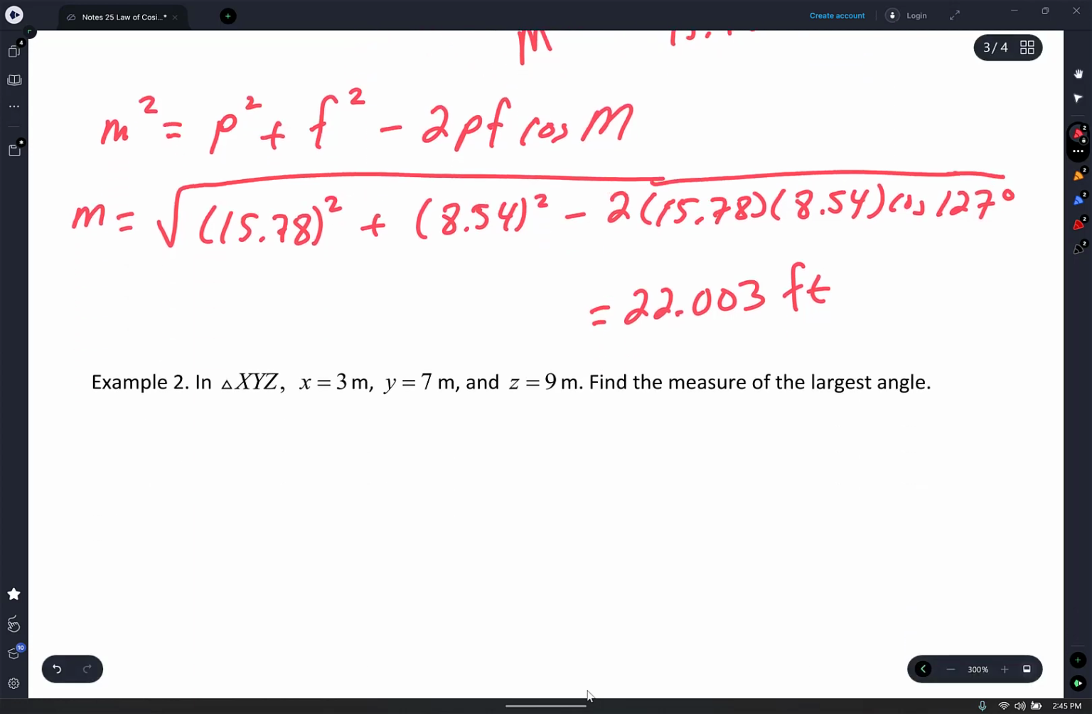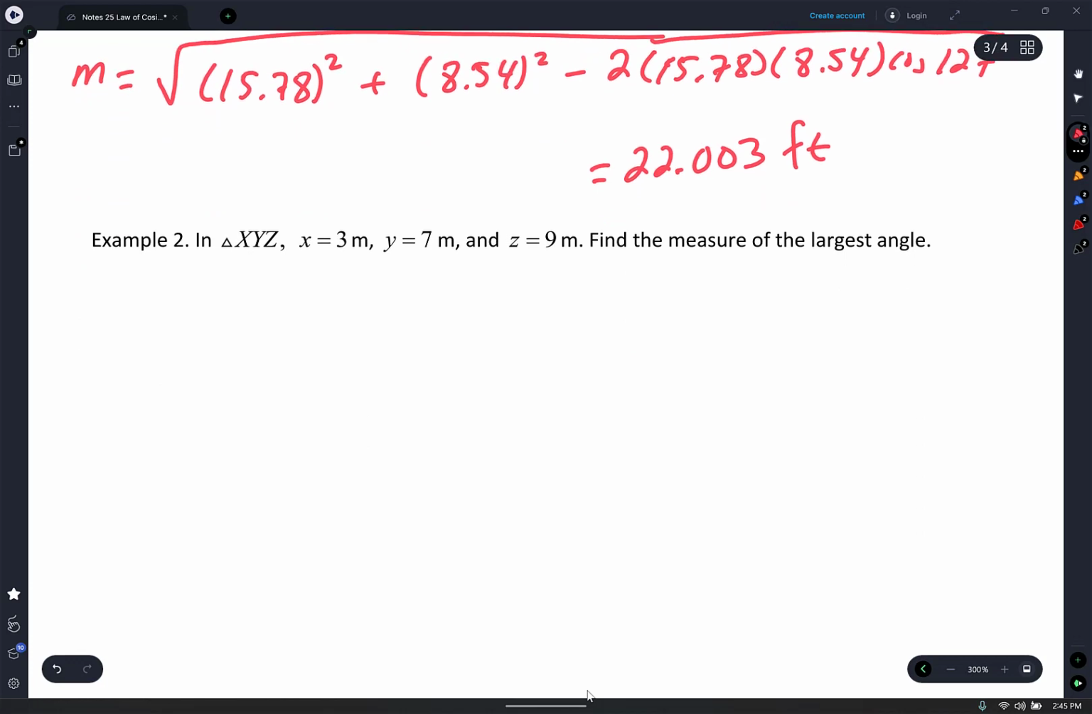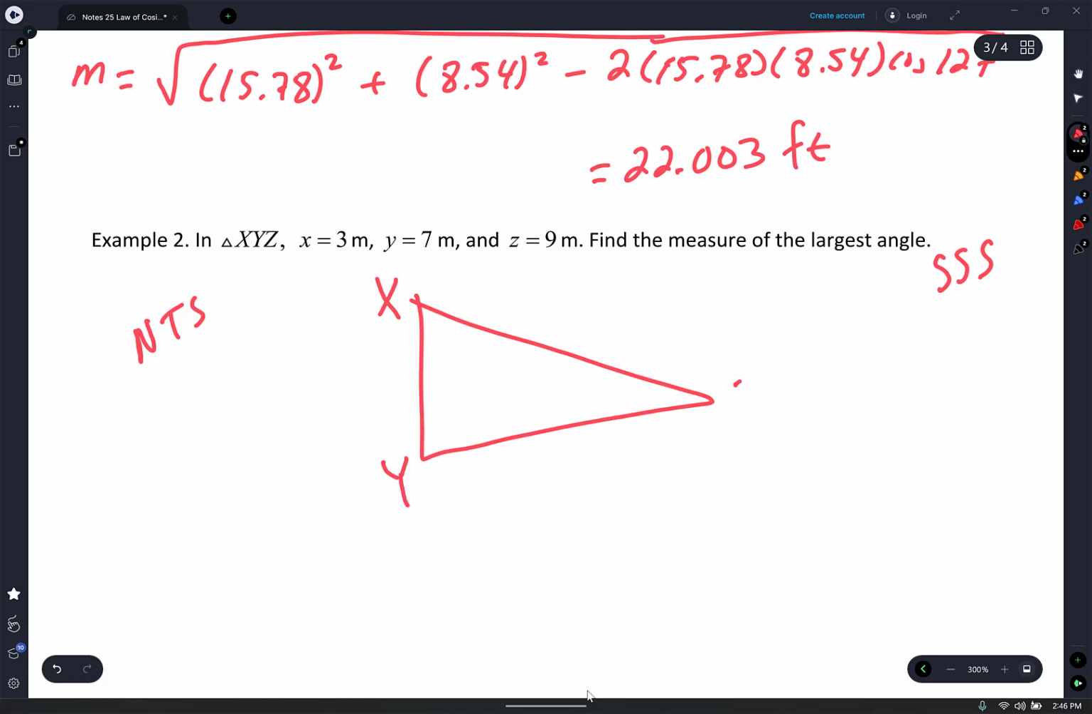All right, so look at example 2. This one wants the largest angle. So for that to exist, it better give you all three sides, because that's the only way you're going to be able to figure out the largest angle. So it says triangle XYZ. I'm going to put NTS, not to scale. Big X gives me little x, which is 3. Y gives me little y, so this one's 7. And Z gives me little z, so this one's 9. They got to give you all three sides, side, side, side.